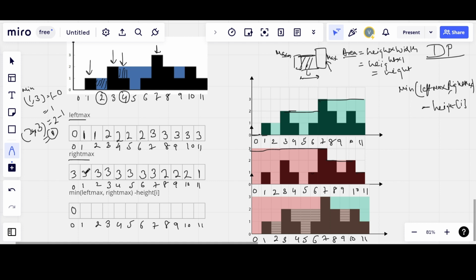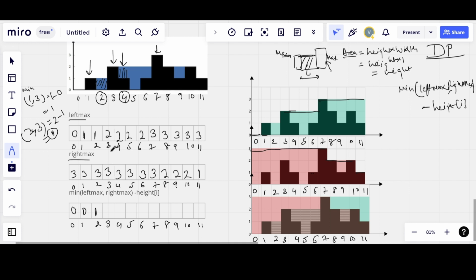What is the minimum of 1 and 3? It is 1 and the current height is 1. So 1 minus 1, that is 0. What is the minimum of 1 and 3 at index 2? That is 1. And what is the height? That is 0. So 1 minus 0, that is 1. So 1 unit of water will be stored, right?